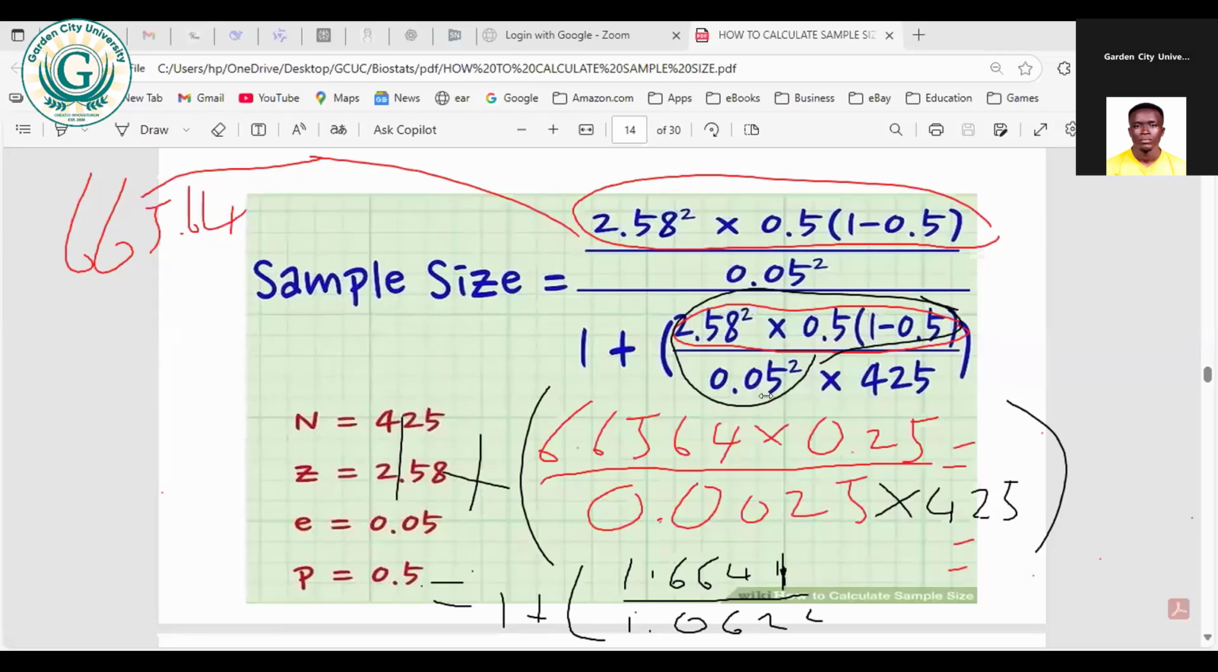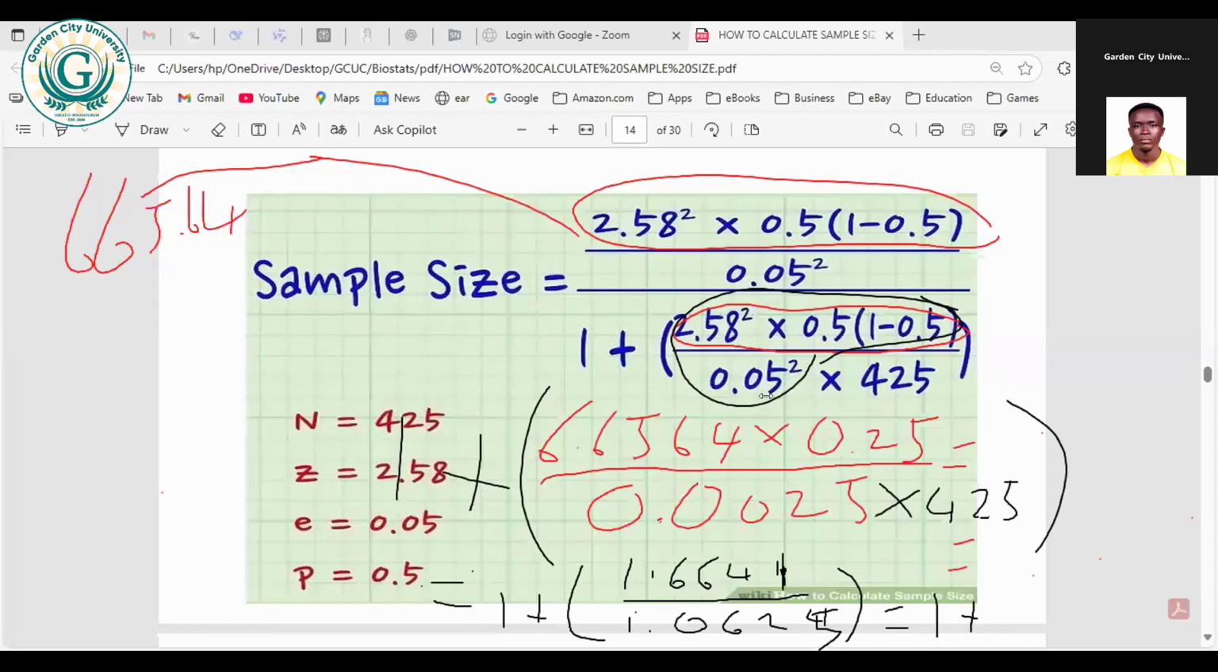Good. So now we can divide. We can say that this is equal to 1 plus... now we are going to divide 1.6641 by 1.0624. I hope you are clear now. What are we getting? It's 1.0625. Don't worry, it's this.